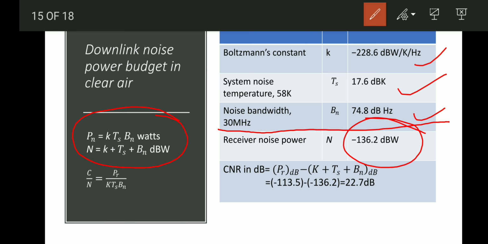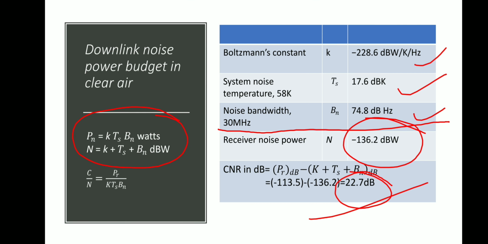Now finally, our ultimate aim was to calculate the CNR. We have the losses and the power received, and we subtract the two, that is PR minus K plus Ts plus Bn, which is equal to 22.7. So the value of CNR for this specific case comes out to be 22.7.